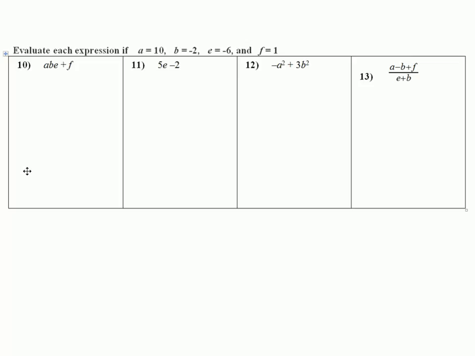Okay, next number. We're at number 10, which says evaluate each expression. If A is 10, B is -2, E is -6, and F is 1. Evaluate means find the value of. I know, I'm writing on the board. It's crazy. All right, so letter A is 10. So I'm doing number 10. Here we go.